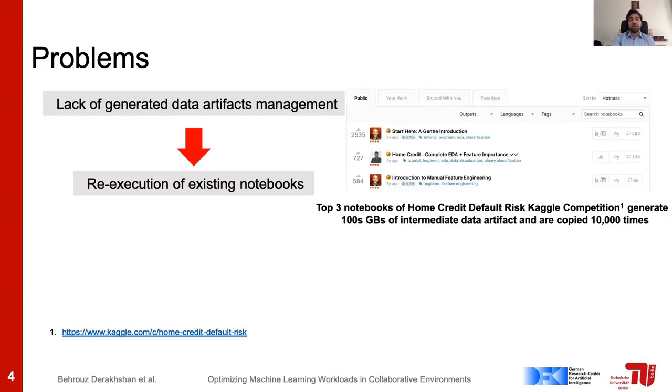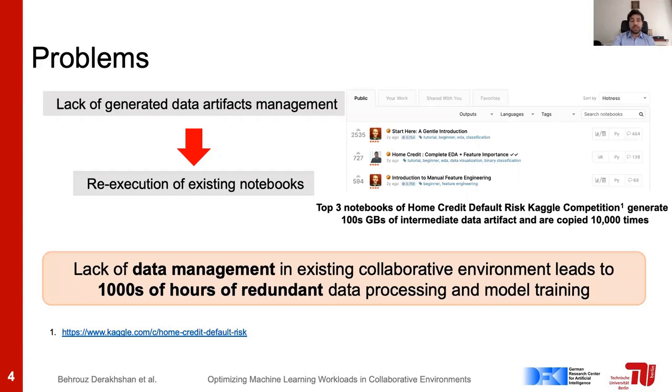We looked into a Kaggle competition, and the top 3 notebooks of that competition generate around 100 gigabytes of data artifacts, and they were copied 10,000 times. What this means is that this lack of data management could lead to thousands of hours of redundant data processing and model training, which we would like to avoid.